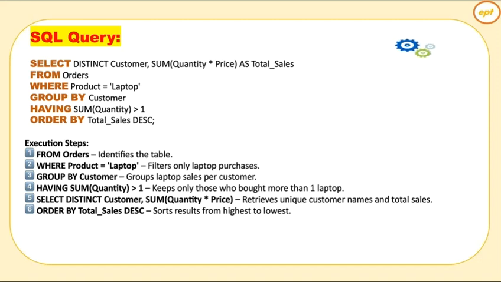So far, in the first step, what will happen? From orders, it will execute the FROM orders. The second line will execute, that means the FROM orders. Here, it will identify whether that particular table is available in the database or not. That is what happens in the FROM clause. It will identify the data source.